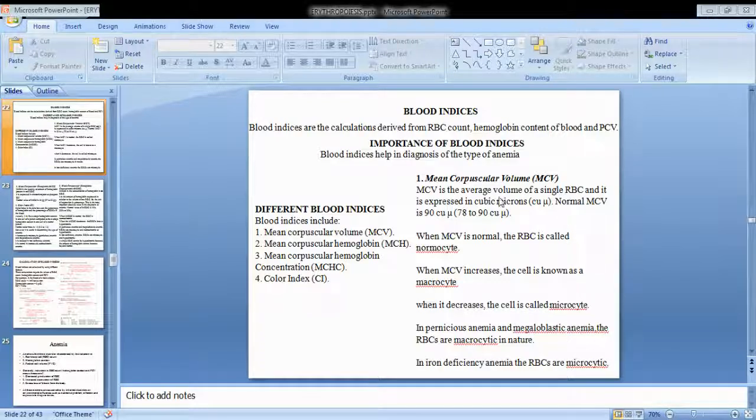It is expressed in cubic microns. The normal MCV value is 78 to 90 cubic microns.